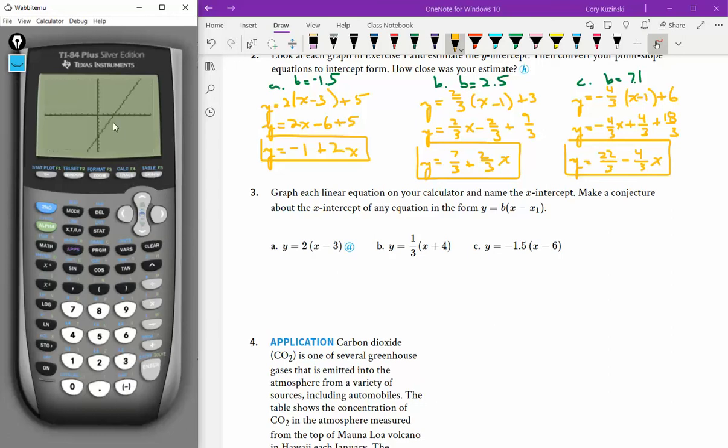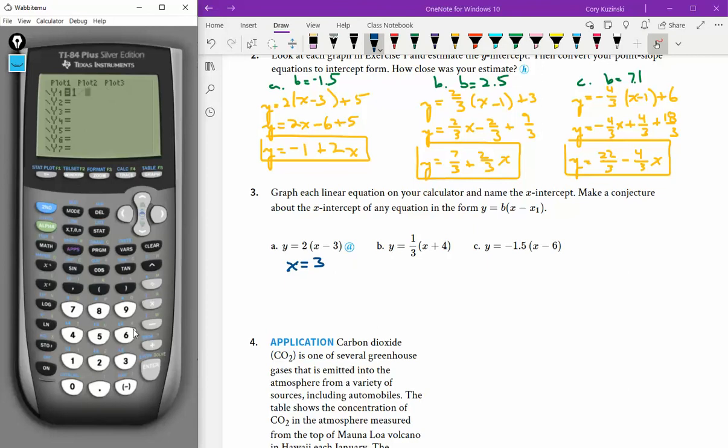And it looks like the x-intercept is 3. Trace 3, enter, yep. So x-intercept is 3. Okay, that's interesting because we're subtracting 3 right there. Let's go back and graph the next one.